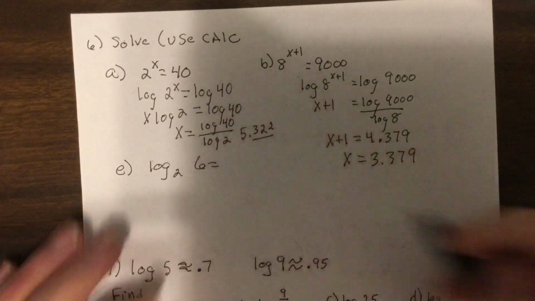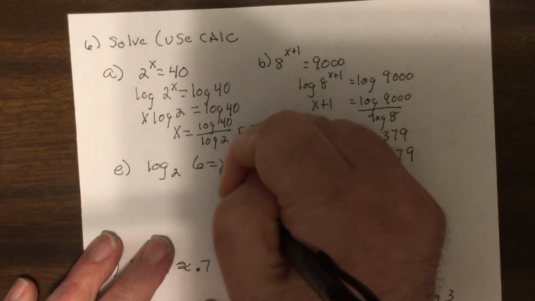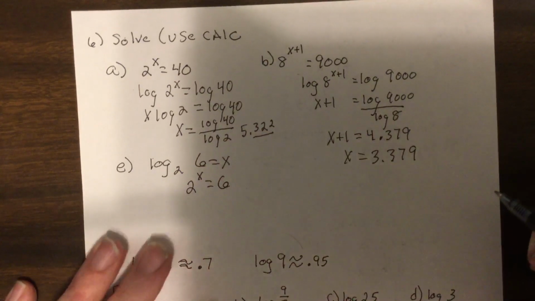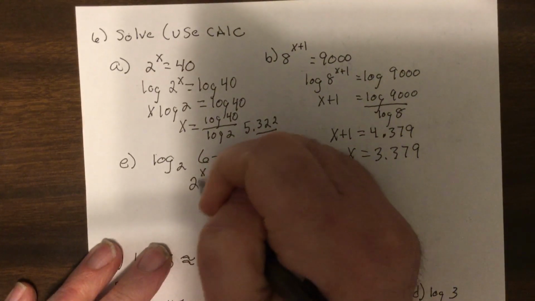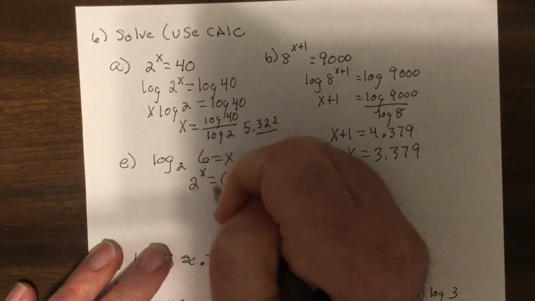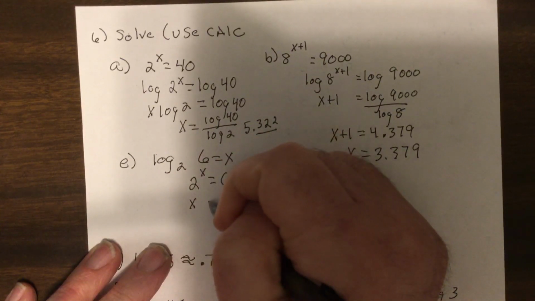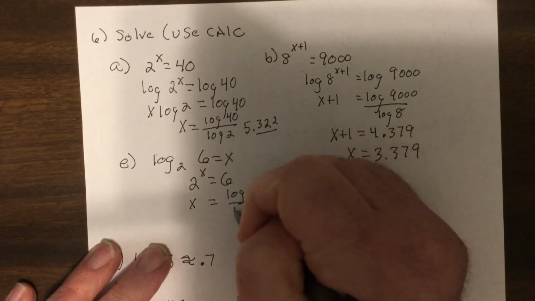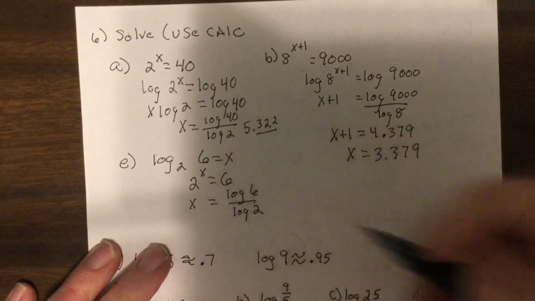But for these problems, set it equal to x, switch it to an exponential, then log of both sides, bring the x out, and then divide by log of 2. So it'd be log of 6 divided by log of 2.